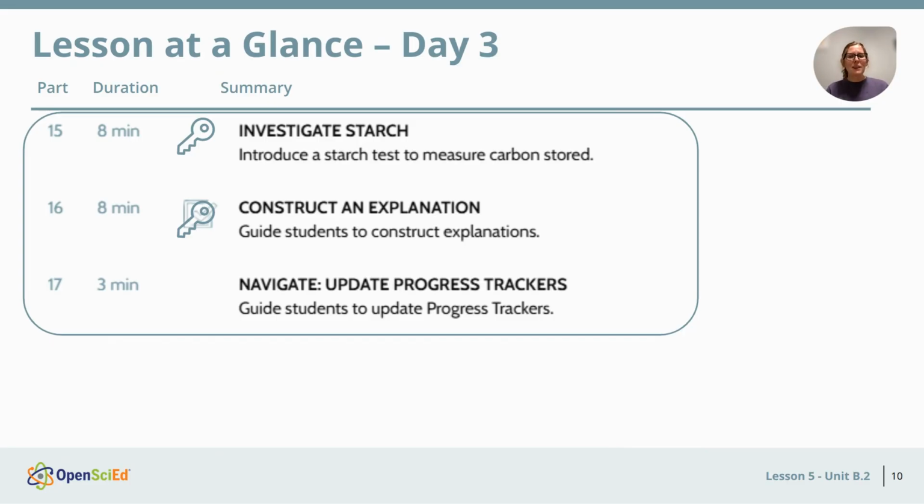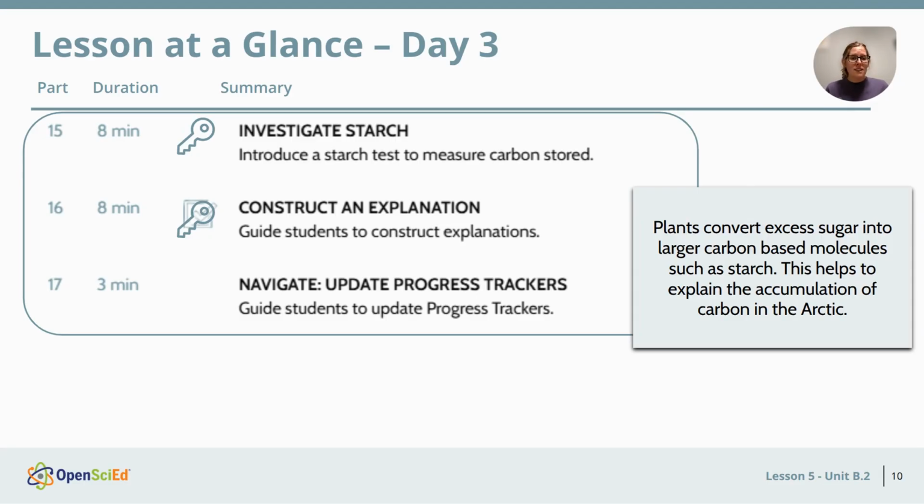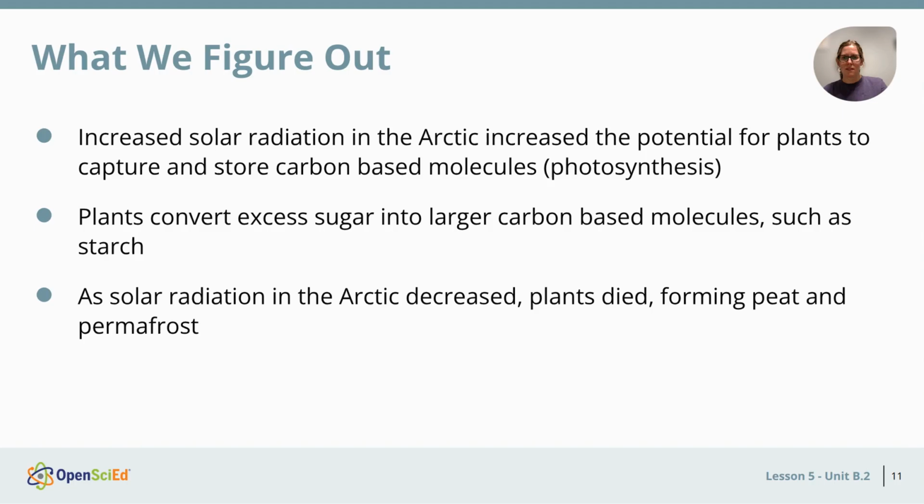All right, sense-making loop 3. We're going to investigate starch, we're going to construct an explanation, and then we're going to update our progress trackers. We're going to figure out that plants convert that excess sugar into large carbon-based molecules, for example, starch. This helps to explain the accumulation of carbon in the Arctic.